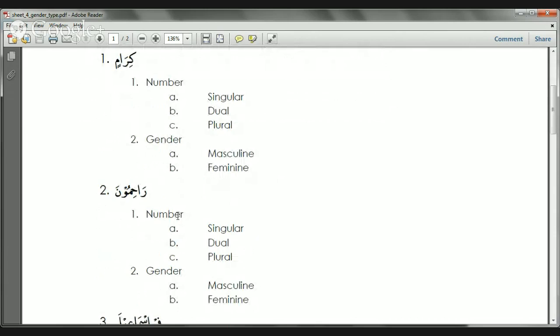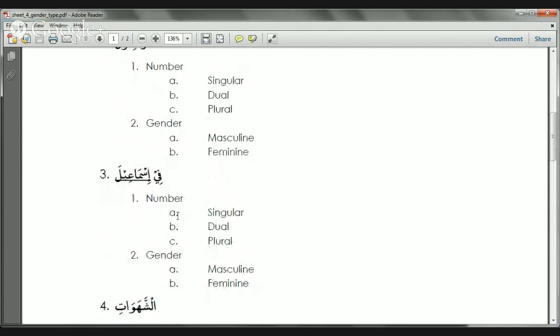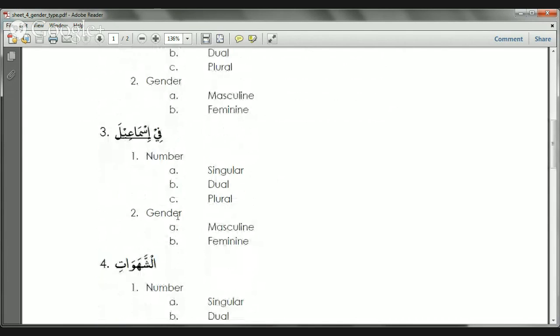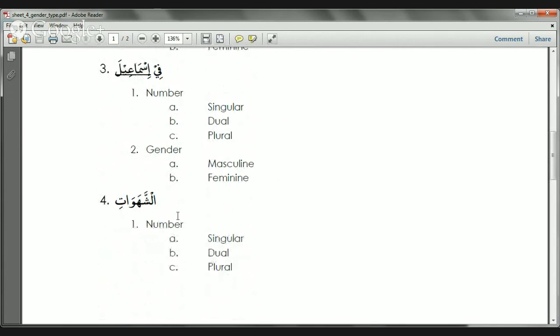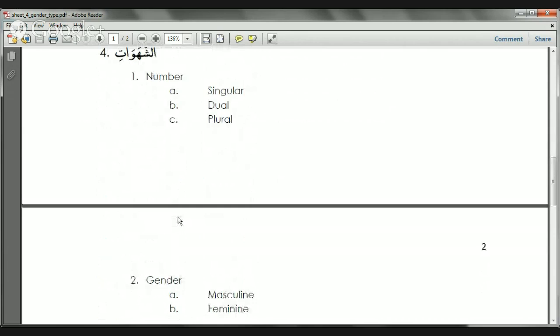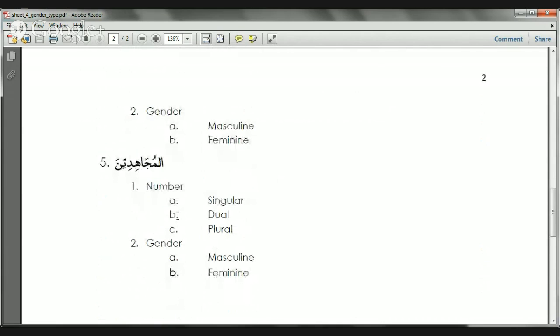Plural. How do you know? Una. All right. Then number? I'm sorry, gender? Masculine. Good. Ismaila. Singular. Okay. Gender? Good. Ash-shahawati. Plural. Very good. Gender? Feminine. Very good. Feminine. Al-mujahidina. Plural. And gender? Good.